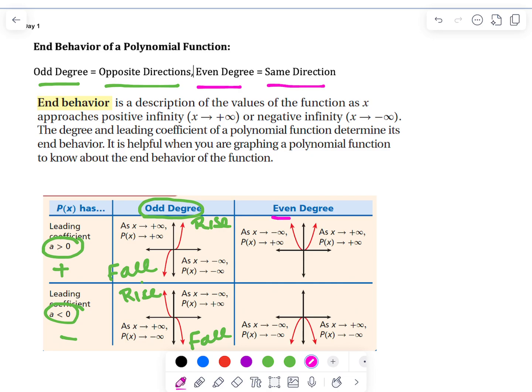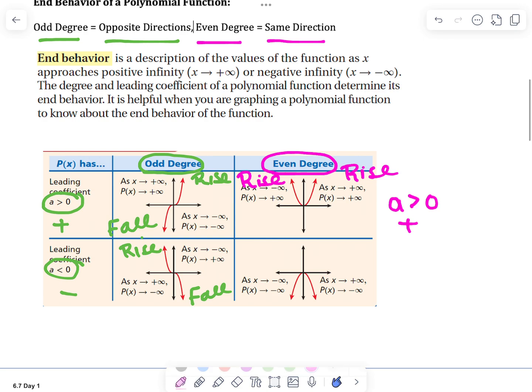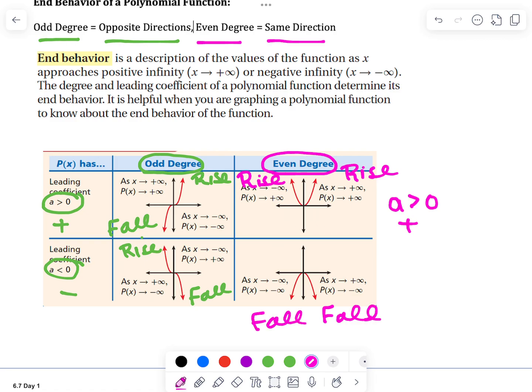So we have 2 more graphs with even polynomials. Here are 2 quadratic graphs. Notice it's rising on the right and it's rising on the left. And that's when your a is greater than 0 or a positive number. The second one is it's falling on the right and it's falling on the left. And that's when the leading coefficient is less than 0 or a negative.